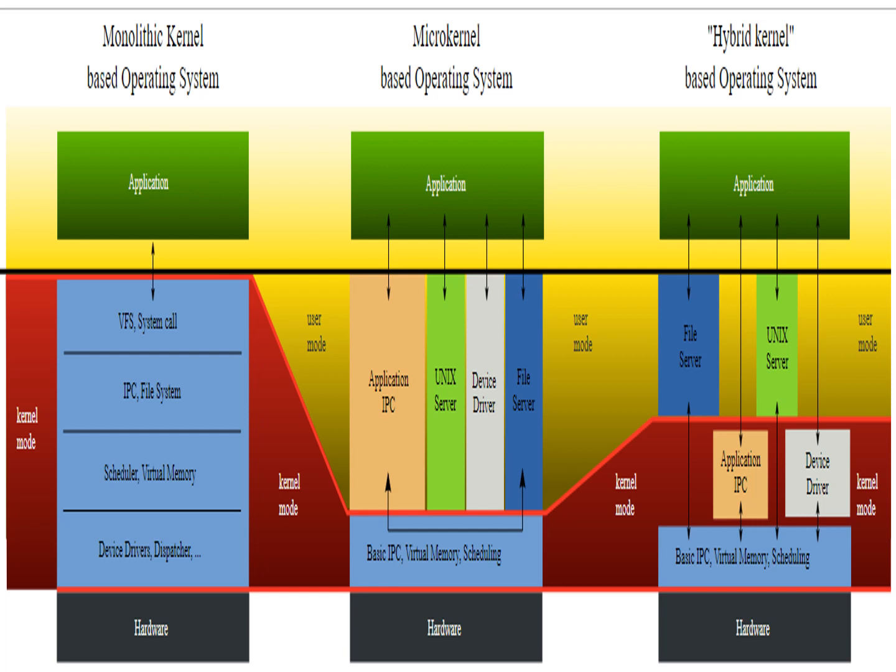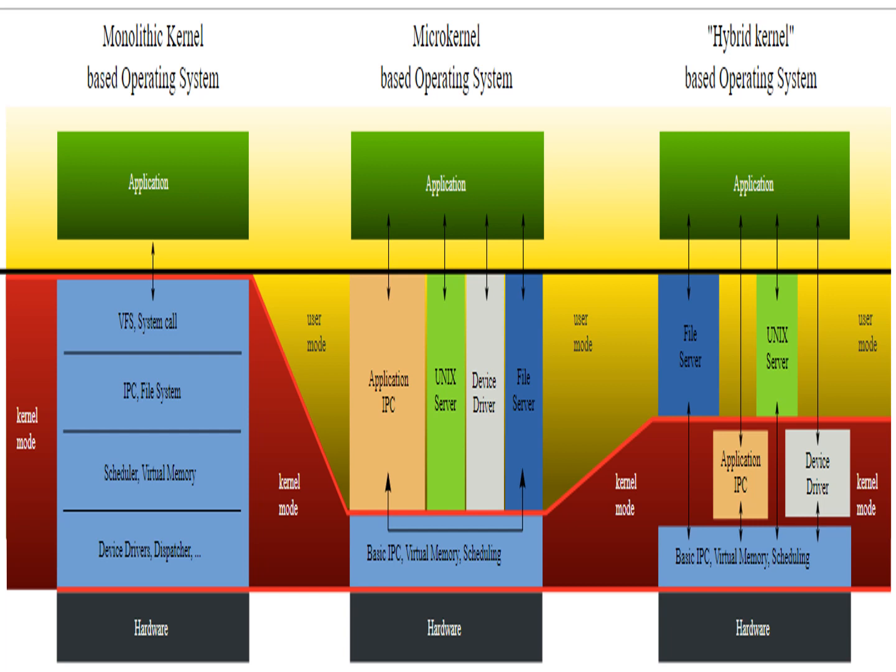And then you have microkernels. Over here, they made use of both the kernel mode and the user mode. In kernel mode, you'll have basic IPCs, virtual memory, scheduling, and all. And then in the user mode, they have the major part, with services like application IPC, Unix server, device drivers, file servers, and all. But this gave them a process lag.